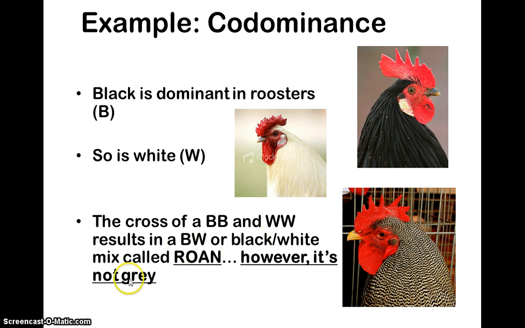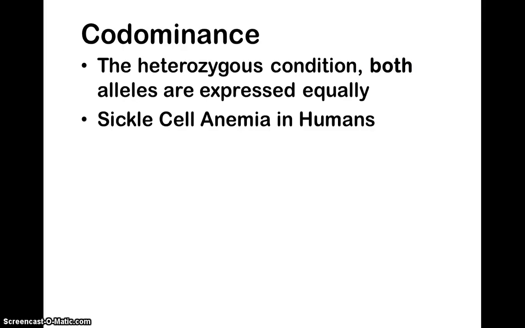And so that ends up being something called roan. It's a black and white mix. You can see the black and white. They're individually black or white, but in roan, both black and white are expressed. You notice, though, it's not gray. You still see the black and the white. They're equally there. So that's why this is codominant.